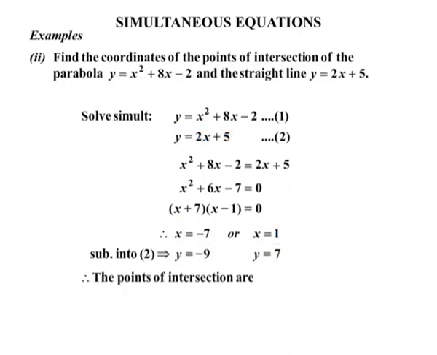So our final step then, therefore the points of intersection are, alright, they're the coordinates there, minus 7 and minus 9, we put them in brackets, or the other one is going to be 1, 7. So there we have it, 2 points of intersection for the parabola and the straight line there.